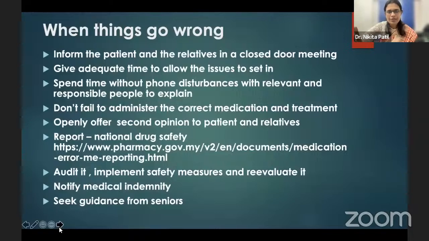Now, here I would ask your secretary, Sir Dr. Chandolkar, only to highlight for us. Report to the National Drug Safety. This is the website. We can report, audit it, implement safety measures and reevaluate it, notify medical indemnity, of course, in case of fatalities, and seek guidance from your seniors.